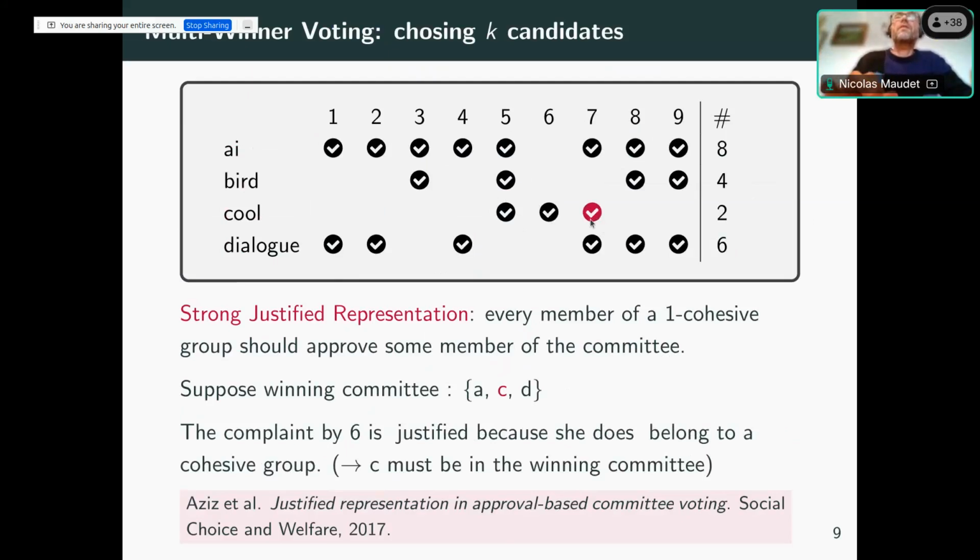If instead 7 voted for that, then in that case 6 would belong to a cohesive group where you have 3 agents here voting at least for one candidate in common. And so C should be in the committee. So you could have in the committee A, C, D. And in that case, the complaint of 6 would be justified because of belonging to this cohesive group. So these are some notions which have been developed in approval-based committee voting. Of course, there are then different rules to come up with this committee and so on.